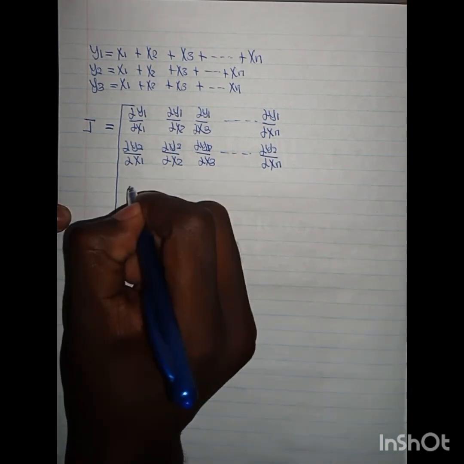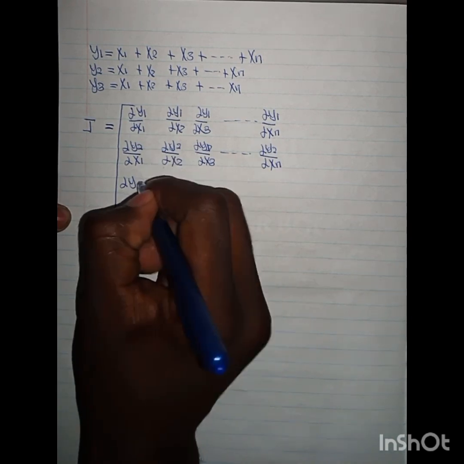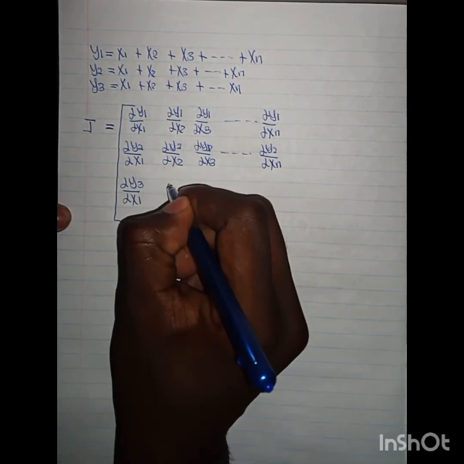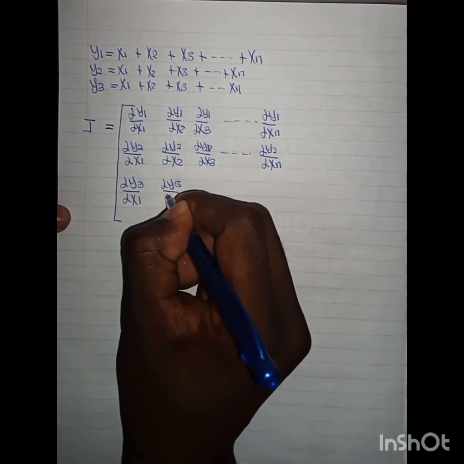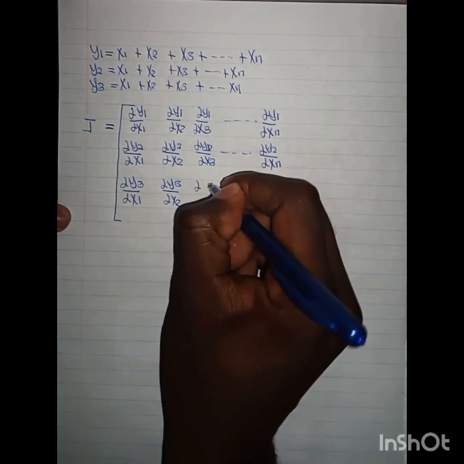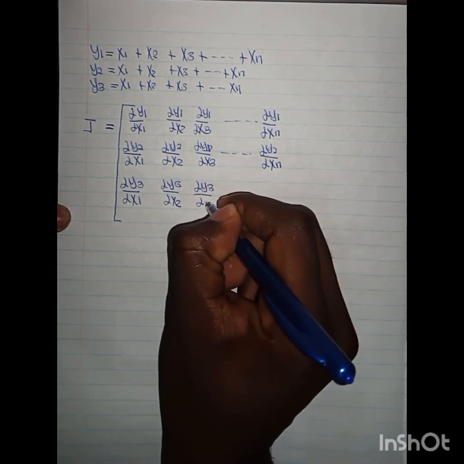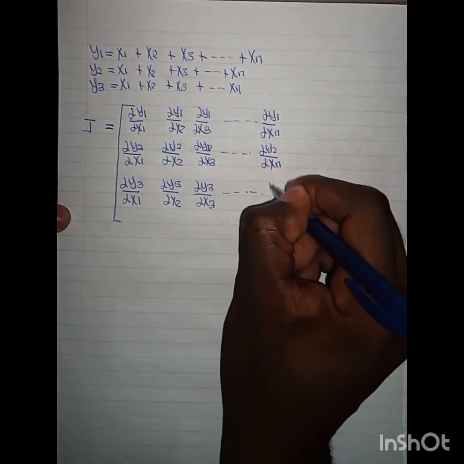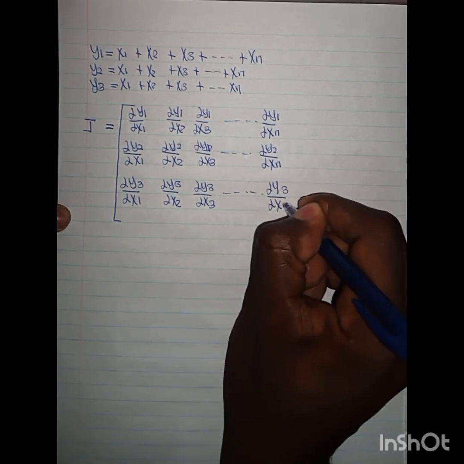And then in the third row, we'll have the derivative of y3 with respect to x1. In the second column, the derivative of y3 with respect to x2. And in the third column, the derivative of y3 with respect to x3. This can go up to the derivative of y3 with respect to xn.